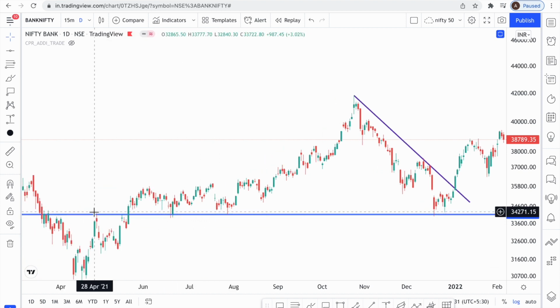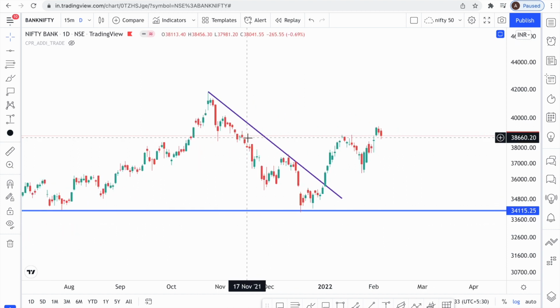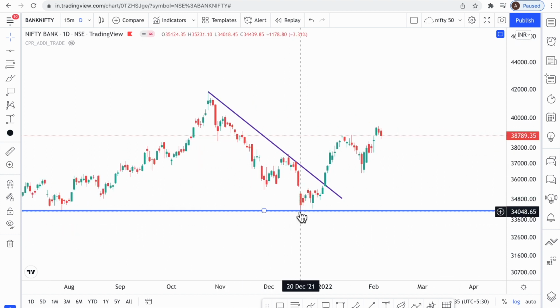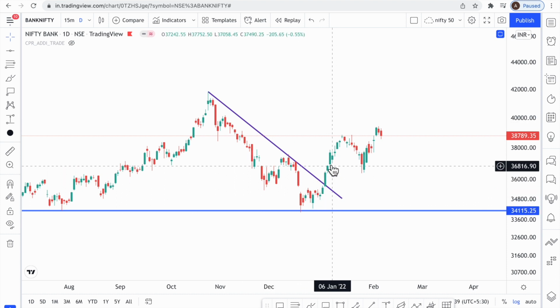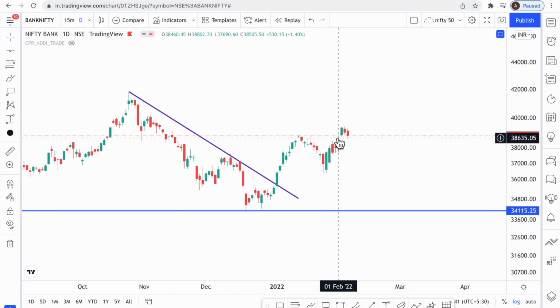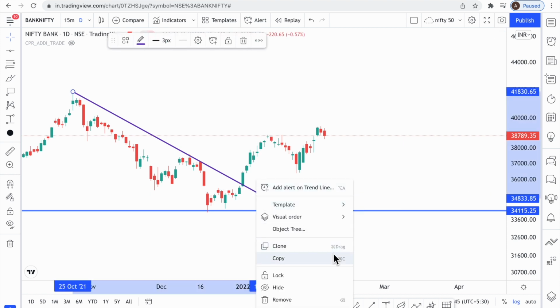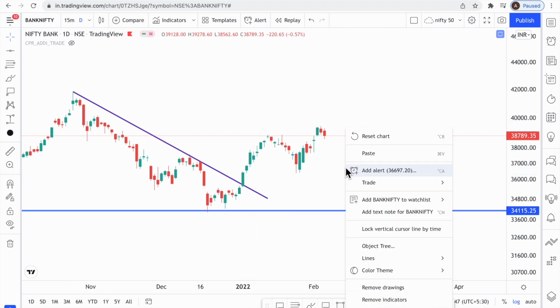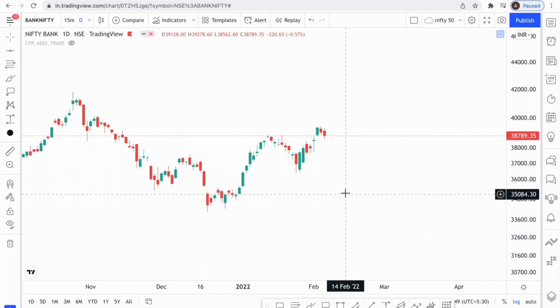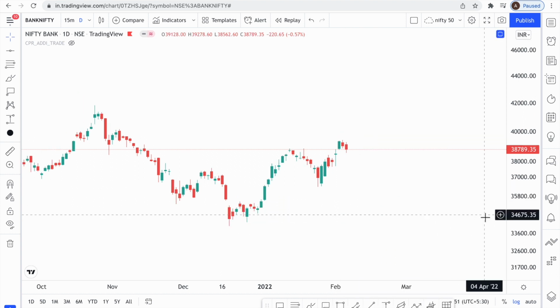Exactly, the market came, took support here, and I had this trend line marked. So when we broke this, see the kind of momentum we got on the upside. So this is how we can, even on higher time frame, analyze using trend lines based on support and resistance.